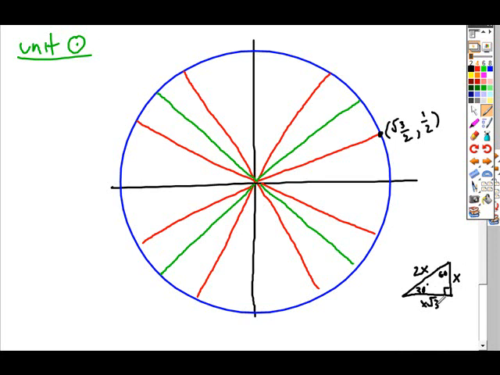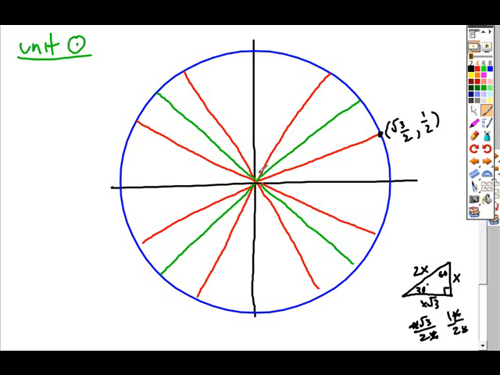So it should make perfect sense that the cosine, which is adjacent over hypotenuse, when you look at this 30-degree angle, the adjacent side is x root 3 and the hypotenuse is 2x, so x root 3 over 2x is equal to root 3 over 2. What is the sine? The sine is opposite over hypotenuse, so x over 2x. The x's cancel, leaving an answer of 1/2.